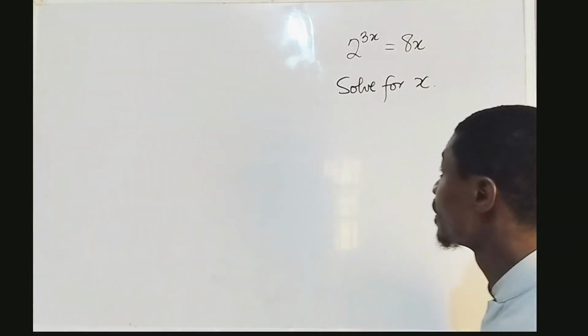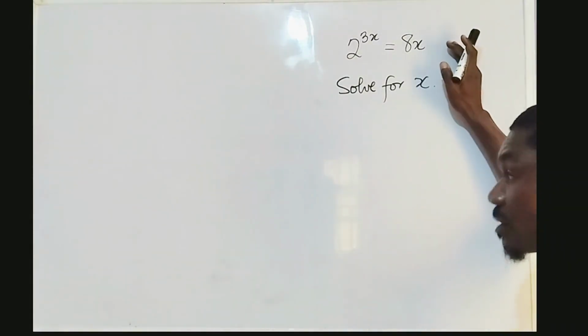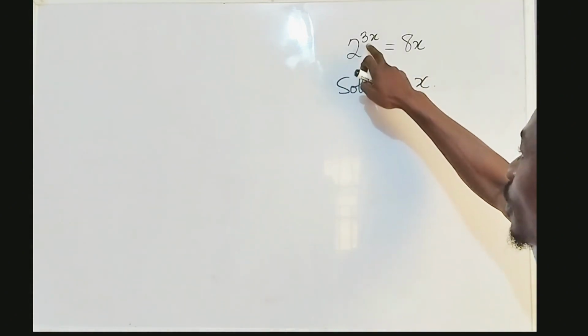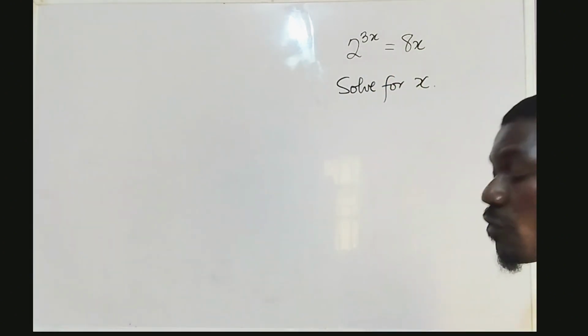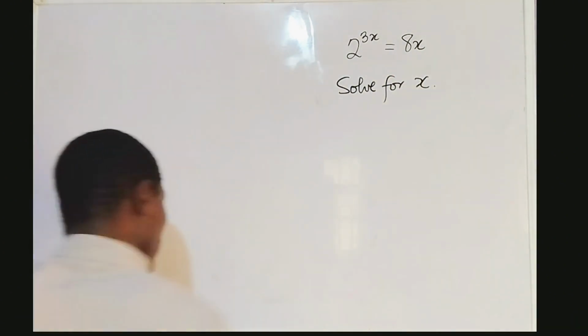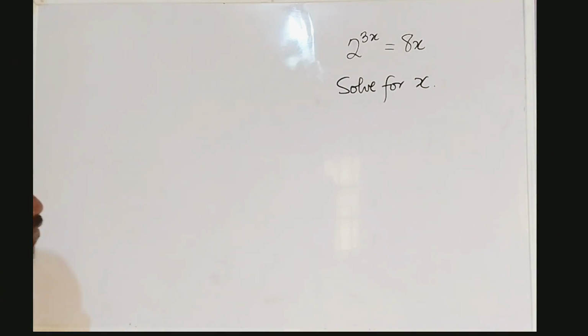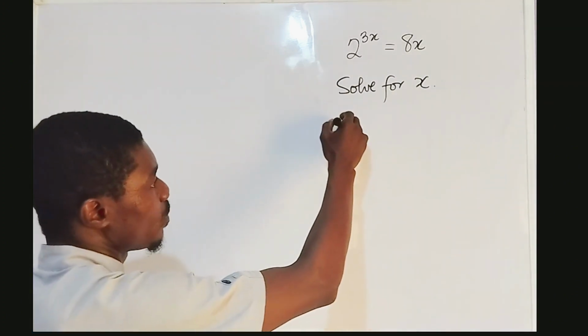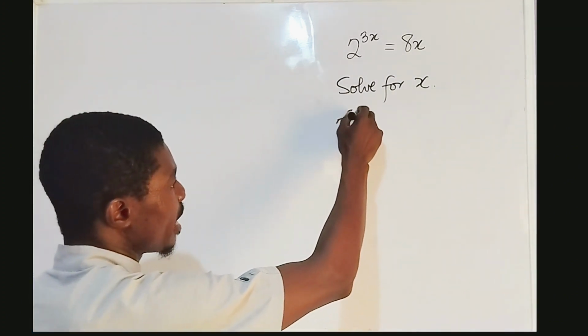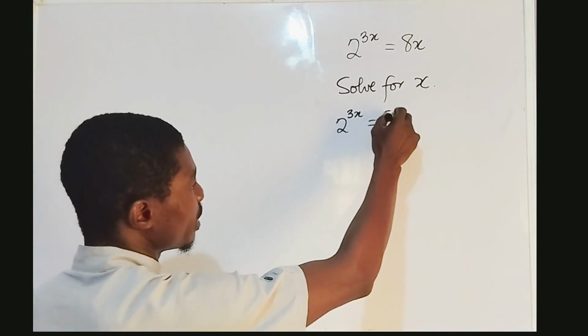Now before us is this question, and it says 2 raised to the power of 3x equals 8x. Now we are told to solve for x. How do we solve for x in this equation? Now let's rewrite the equation. We have 2 raised to the power of 3x, then all equals what?